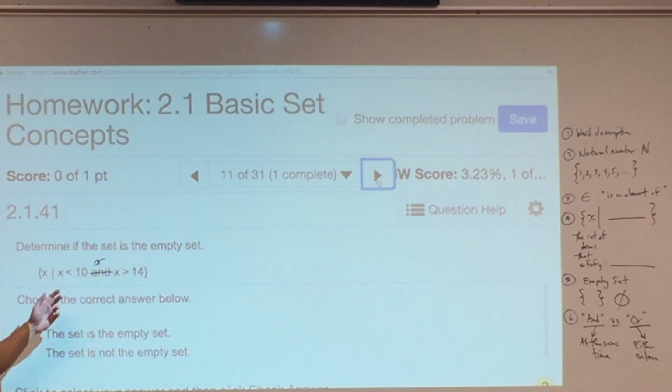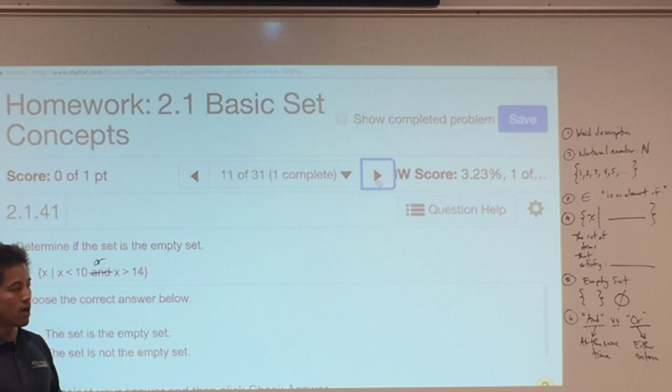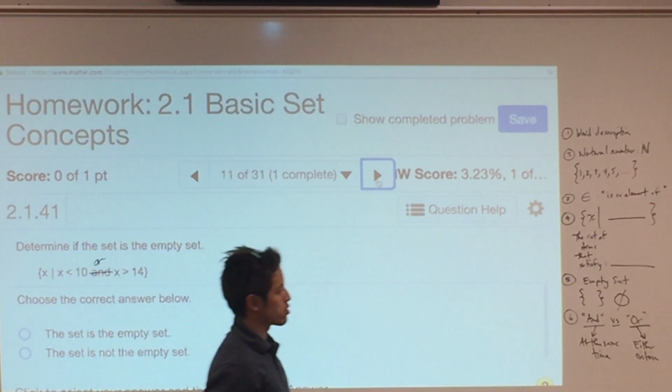So that means I can have a number that's less than 10 and dump all of those into the set. I can have numbers that are greater than 14, dump all of those in the set. I don't have to have them satisfied at the same time. Are you guys following me? Okay. Really important that you understand that language.